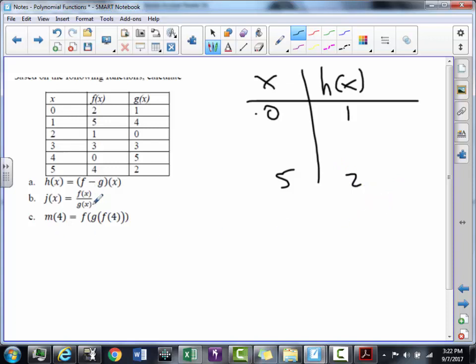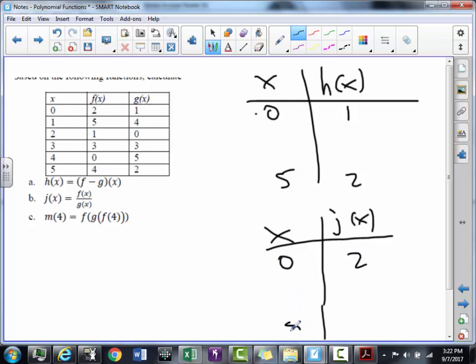And then for the next one, you do the exact same thing. Maybe you have to make a table of values for j of x. And so when x is 0, 2 divided by 1 is 2. Whereas when it's 5, 4 divided by 2 actually is also 2. See what I mean there? So that's all we're asking you to do on a question like that.